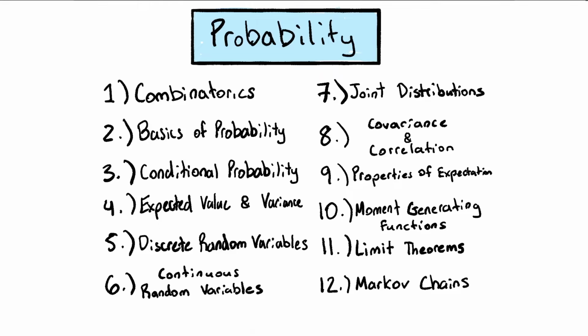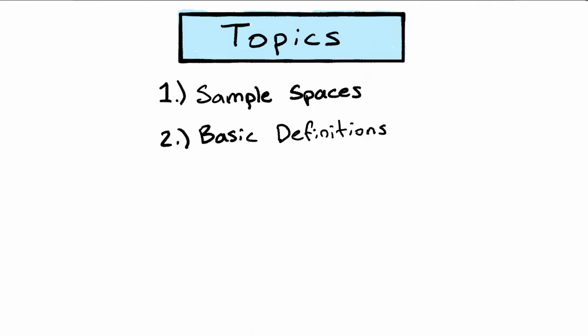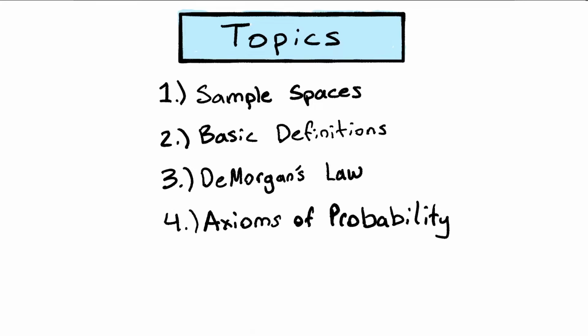Today's video is the second video in a 12-video series covering all of college probability. Today we will cover sample spaces, basic definitions of probability, DeMorgan's law, the axioms of probability, and we'll conclude with inclusion-exclusion. By the end, we will have enough tools to solve the original wife swap question.